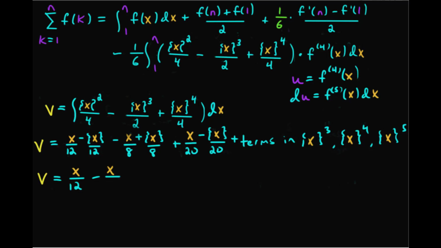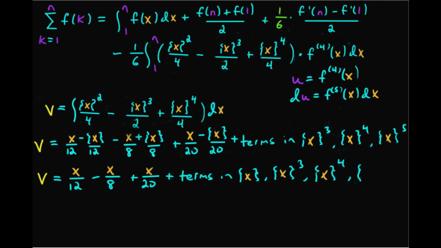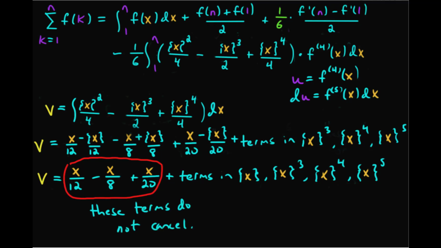I'm really just focusing on the fact that v equals x over 12 minus x over 8 plus x over 20 plus, again, these other fractional terms. And the point is that my terms in x, my terms in the non-fractional values of x, do not cancel. X over 12 minus x over 8 plus x over 20 unfortunately does not equal 0. Well, what does it equal?